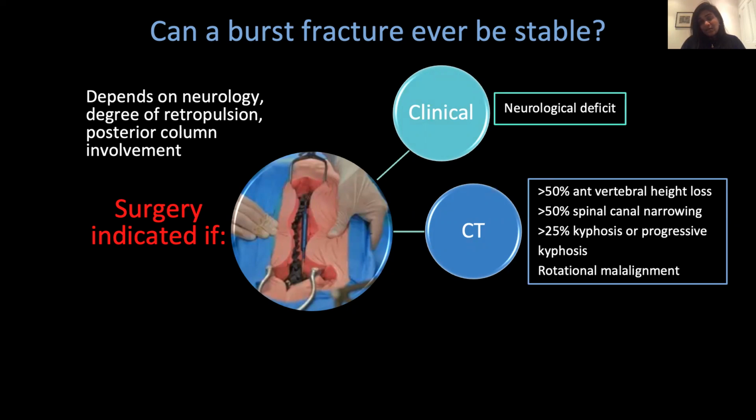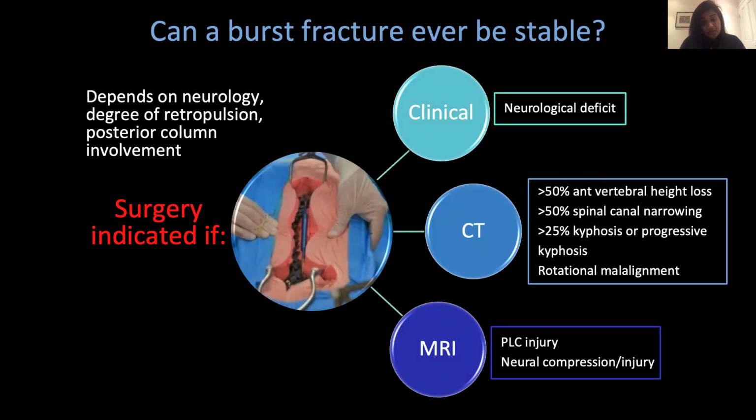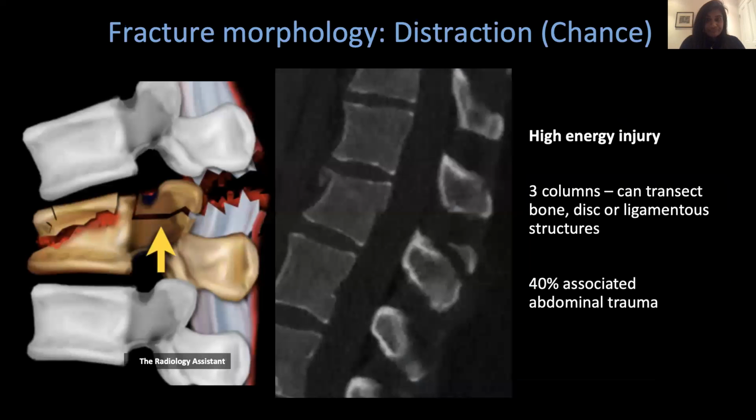And even when they hike the vertebra up, they often will need to push back those fragments using a reverse angle instrument. And on MRI, if there's evidence of PLC injury, they'll often need fixation, or clearly if there's any evidence of neural compression or injury.